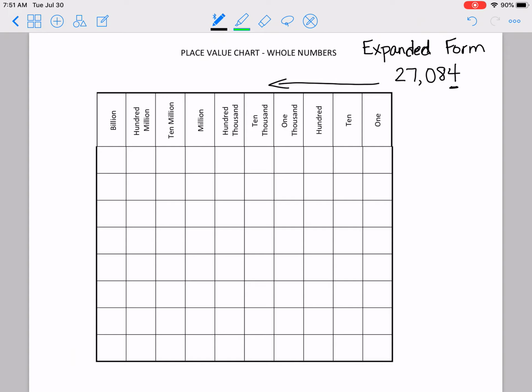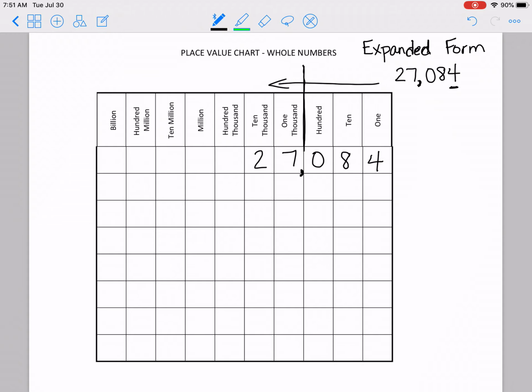Because remember, as we talked about in our place value chart, our digits grow in value. They get larger as they move to the left in the place value chart. So I'm going to start with my 4, then the 8, then the 0, then the 7, and finally the 2. And I'm going to make sure to put my comma in, because that comma divides those 2 periods, the units period and the thousands period.